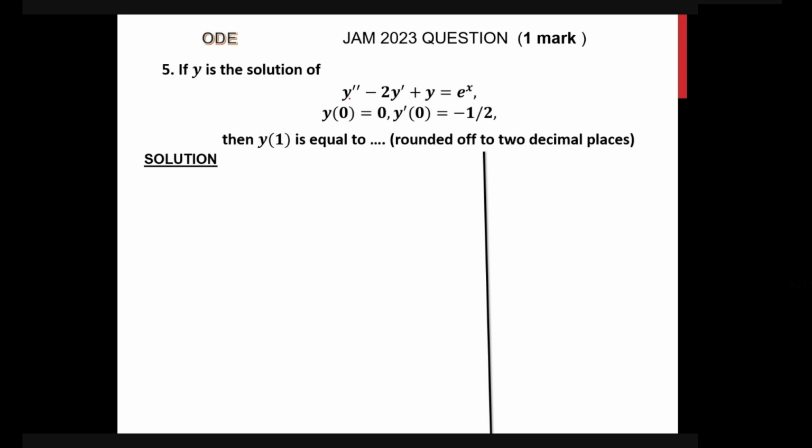And when I'm doing this problem, one thing is that this is a direct question. The ODE is y double dash minus 2y dash plus y equal to e raised to x, and y of 0 is 0, y dash of 0 is minus 1 by 2. Then y of 1 equals? So this is a direct second order question, a second order ODE.